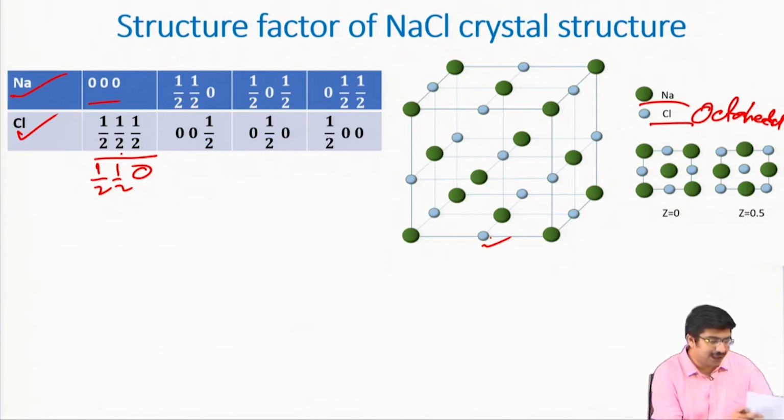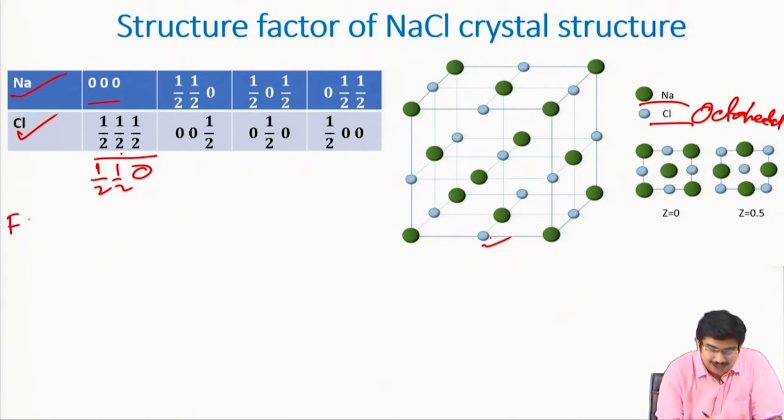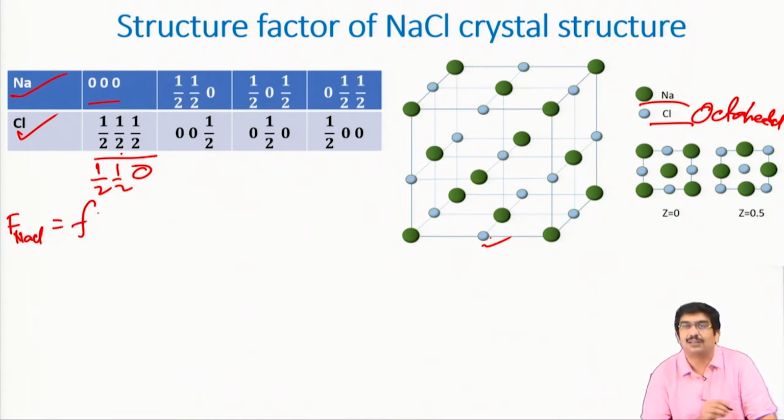But let us not go into that, and let us try to solve this particular problem of the structure factor of sodium chloride. So, I write again the structure factor F for this complete NaCl structure. Then the question comes: sodium and chlorine, I have two different types of atoms.